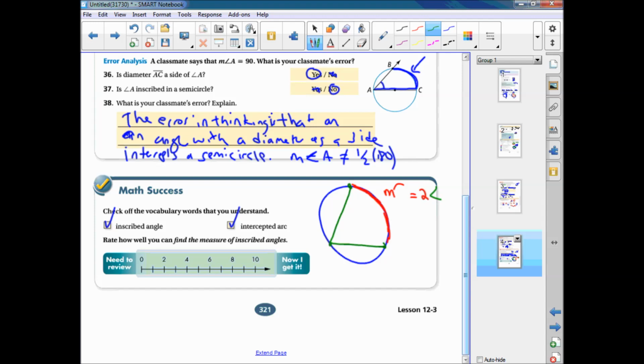All right, so how well can you find the measure of inscribed angles? Hopefully you're in here, but we'll spend a lot of time practicing this in class next time. See you then.